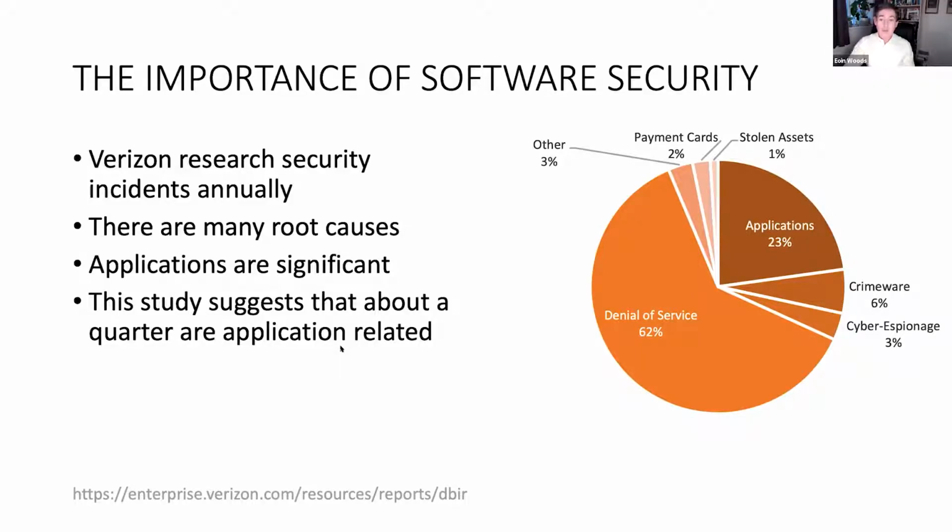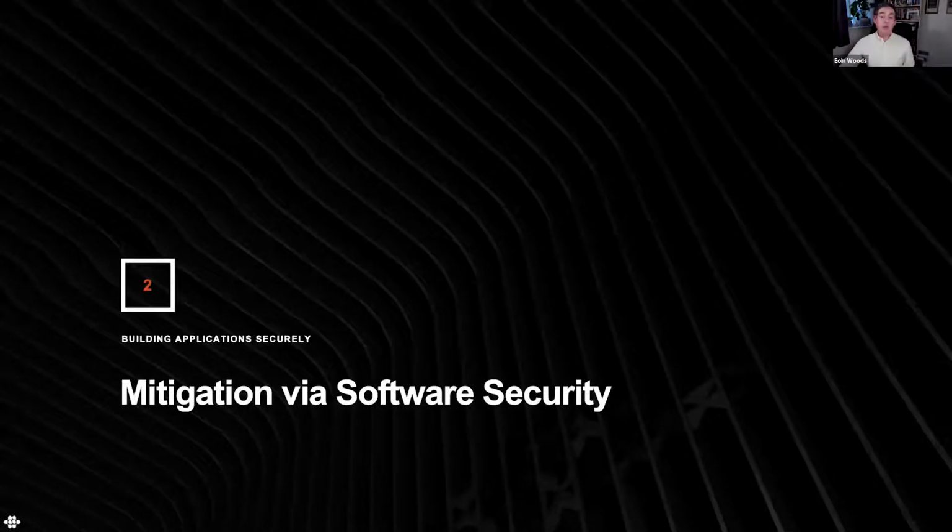But actually, when you look at the research, and Verizon are one of the companies that do a lot of research in this kind of area, they do surveys every year to find out what's really going on, how data breaches are really happening, and what the problems are. When you look at a recent Verizon report, you find that about a quarter of data breaches are actually caused by application software. So, you know, we've got plenty to do as well. So what do we do about it?